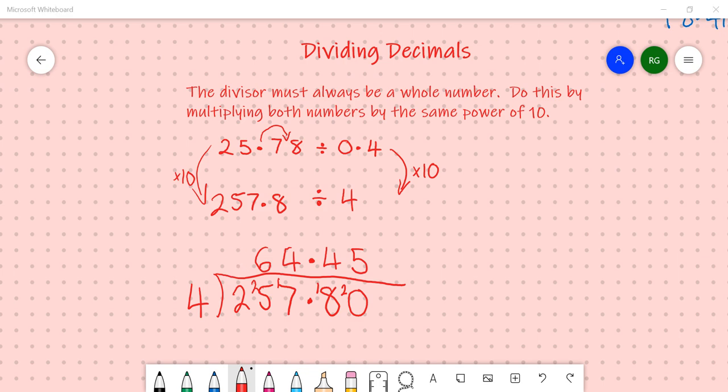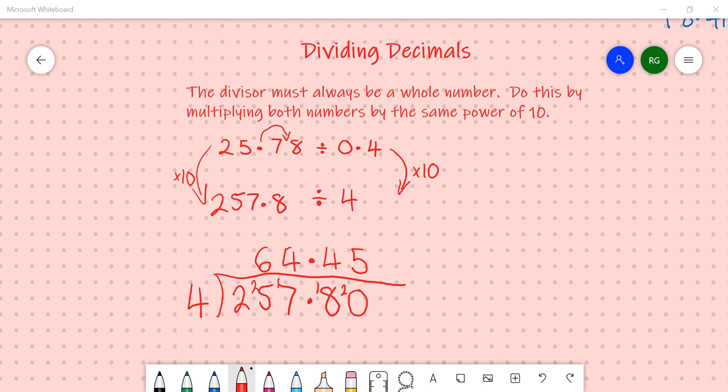So my answer there is 64.45. Now because I multiplied both numbers by 10, that 64.45 doesn't change because I can fit 64.45 lots of 0.4 into 25.78. Hopefully that makes some sense. Remember, the crux of that one is to get the divisor to be a whole number.